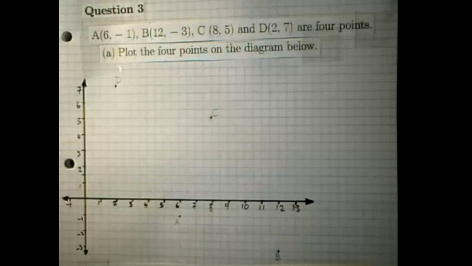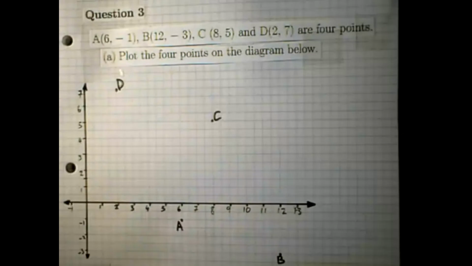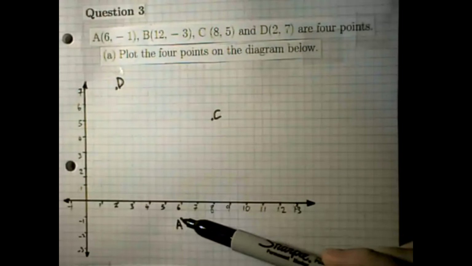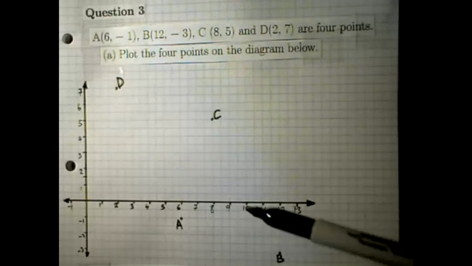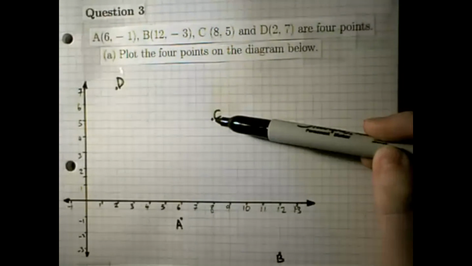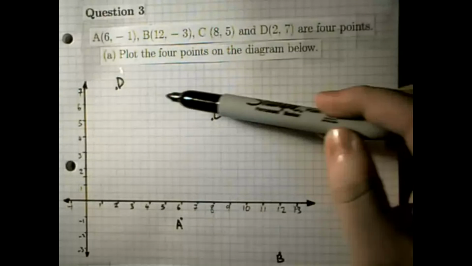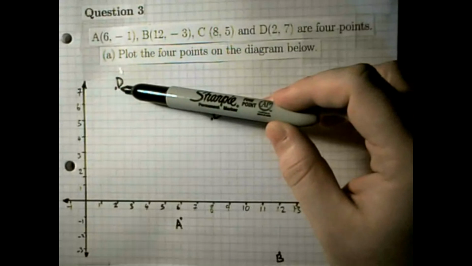In question 3 you're given 4 points and you're asked to plot those points on the coordinate graph that you're given. If you have any grasp at all on coordinate geometry, this question should pose absolutely no problem to you. So all you do is you put A right here at x equals 6 and y is equal to minus 1. B is down here at 12, minus 3. C is at x equals 8 and y is equal to 5. And D is at 2, 7.